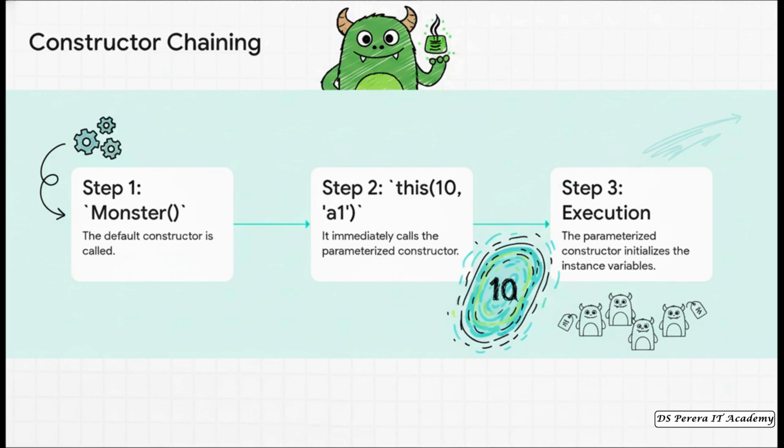Okay, so let's trace the exact flow of what's happening with constructor chaining. It's super important to understand the order of events. Step 1, the default constructor, public monster, gets called. Step 2, the very first thing inside it is that this(10, a1) call. This immediately passes control over to the other constructor, the one that takes parameters. And finally, step 3, that parameterized constructor runs, does all the heavy lifting of initializing the variables, and then we're done. Now let's get into the nitty-gritty.